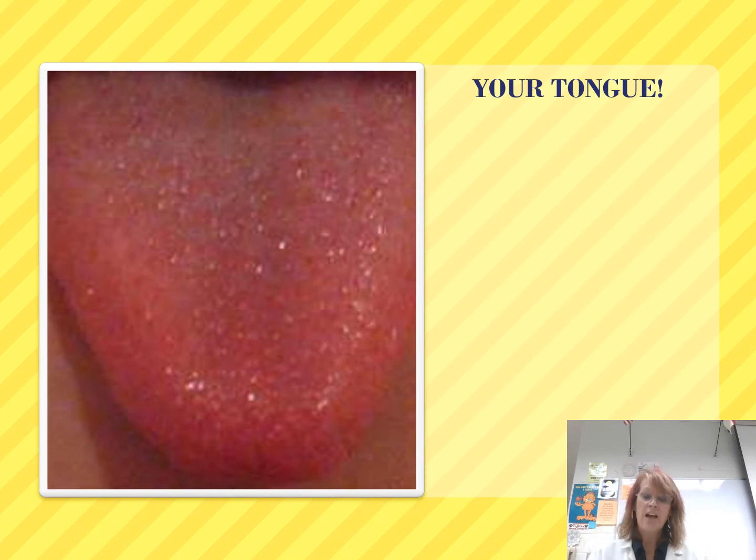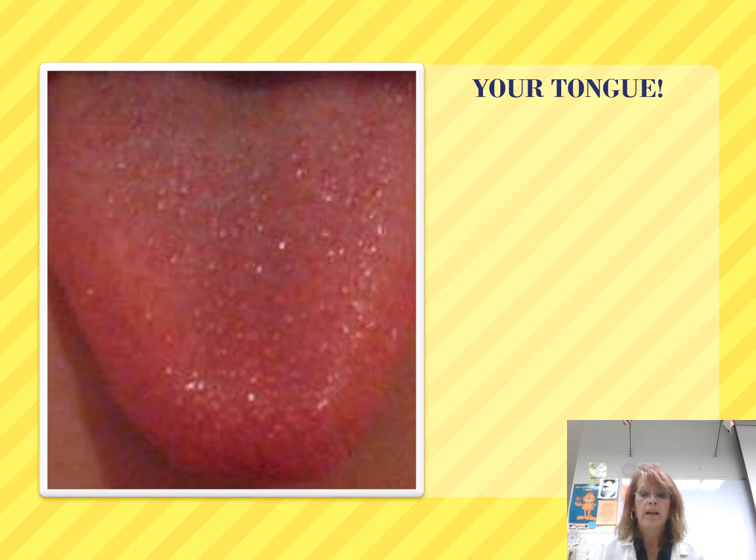Okay, that's my tongue. Your tongue is an accessory organ. It's in your mouth. It is part of your digestive system. It is made from skeletal muscle. You control it. You had to learn how to move your tongue around so that you can chew properly. That's why we can't give babies solid food. One, they don't have teeth, and two, they haven't figured out how to use their tongues yet.